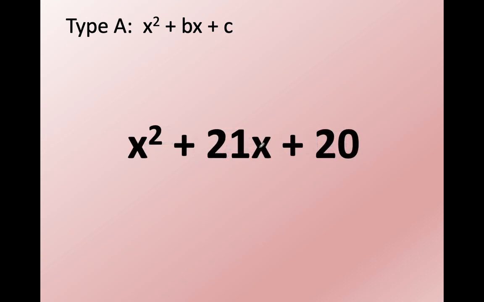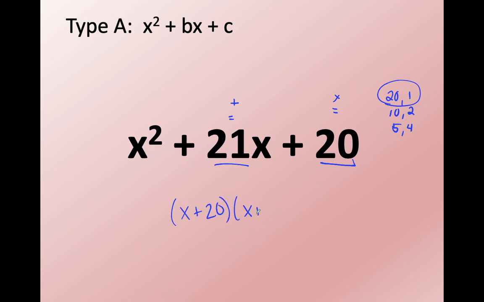Let's take a look at one more example together. So we want to find what two numbers multiply together to equal 20, but add together to equal 21. Again, you can start by listing the factors of 20 and then taking a look which two add together to give you 21. Of course, that's 20 and 1. So that is x plus 20 and x plus 1 are our two binomial factors.